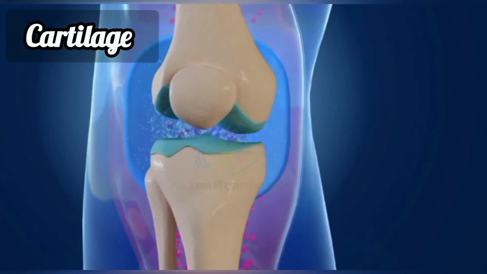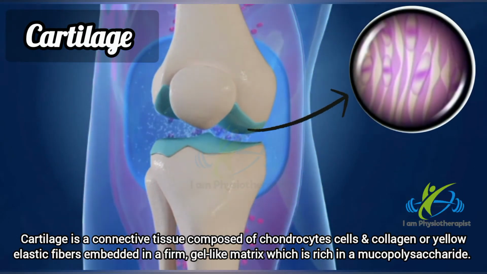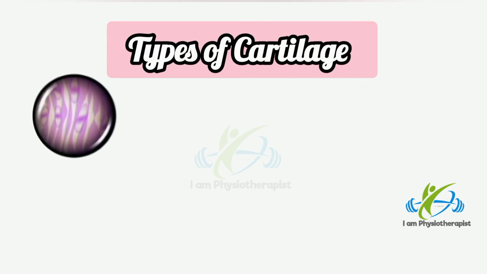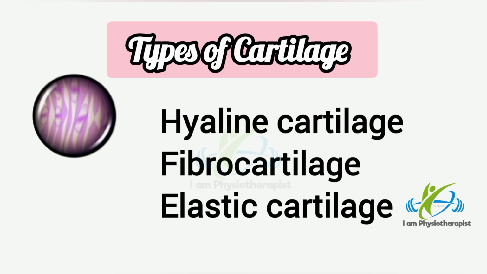Cartilage. Cartilage is a connective tissue composed of chondrocyte cells, and collagen or yellow elastic fibers embedded in a firm gel-like matrix, which is rich in mucopolysaccharide. It is much more elastic than bone. Types of cartilage. There are three types of cartilages, including hyaline cartilage, fibrocartilage, and elastic cartilage.